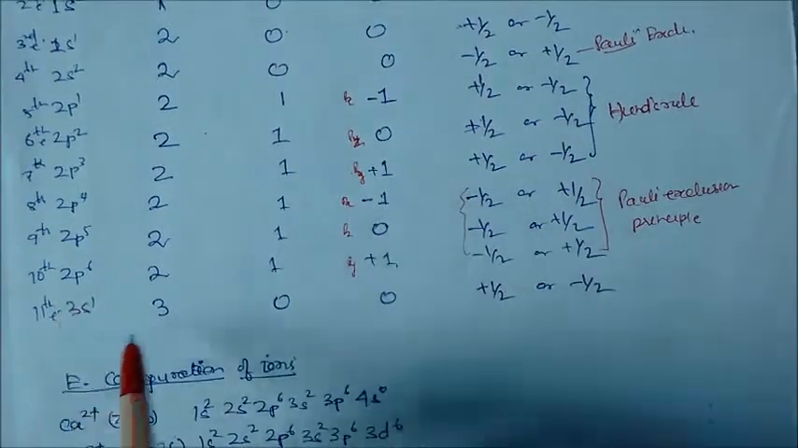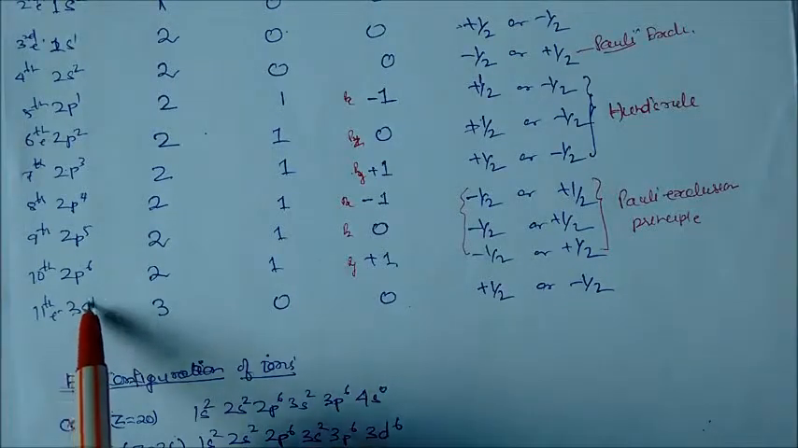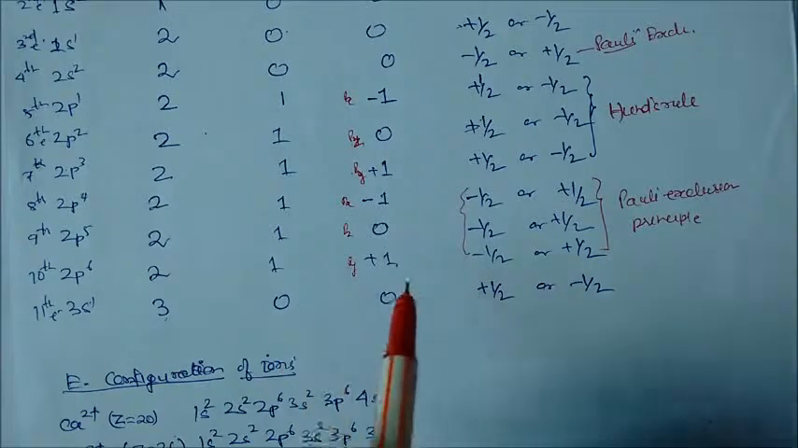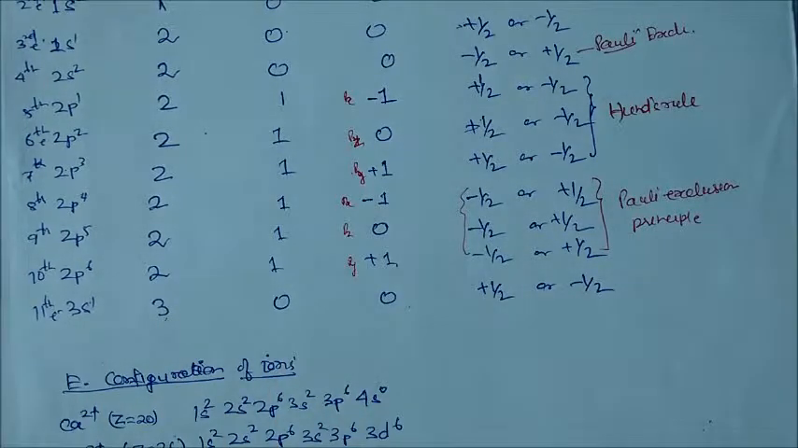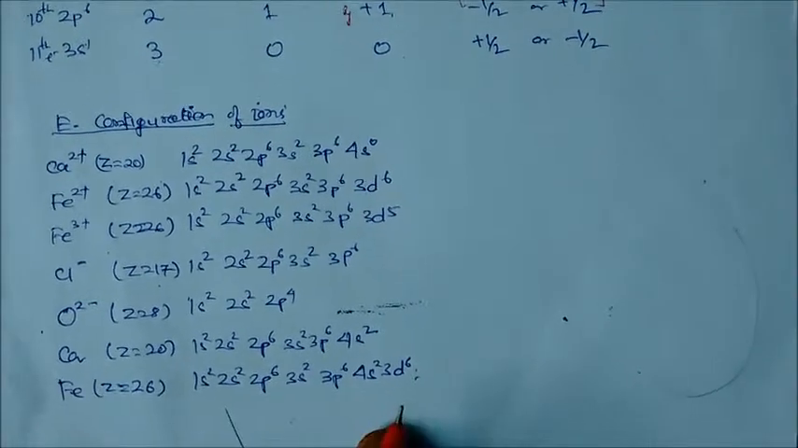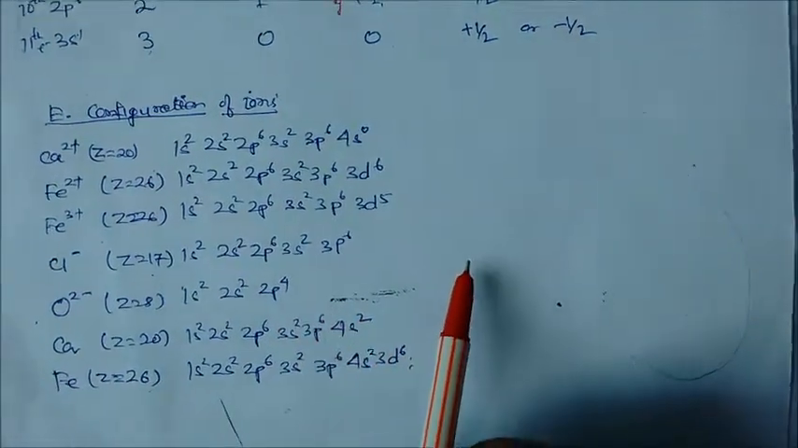Now the next electron will go in the next s orbital. So the 11th electron will be 3s1. So write 3, 0, 0. This will be plus half or minus half. So in this way, electrons are filled up in the orbitals. Now let us see some examples of ions. This will be easy to understand because in examination these questions are normally asked.